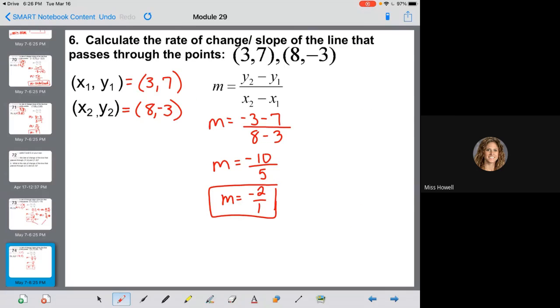All right, number 6. Again, I chose to call 3, 7 point number 1 and 8, negative 3 point number 2. But again, I could have these two flip-flopped as we just saw. It's not going to change our final simplified answer. So in the end, when we're done reducing, we should have a negative 2 over 1. Remember, we should have fractions, so when I end up with a whole number, I need that 1 on the bottom. We need a ratio or a fraction when we're done with our slope. We want to know the difference of our y's over the difference of our x's, so make sure we're including that.